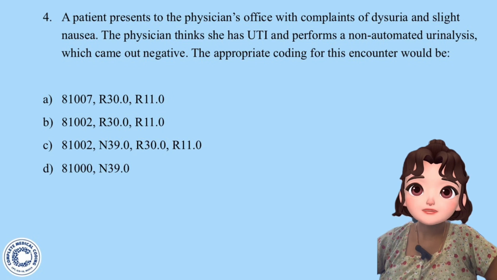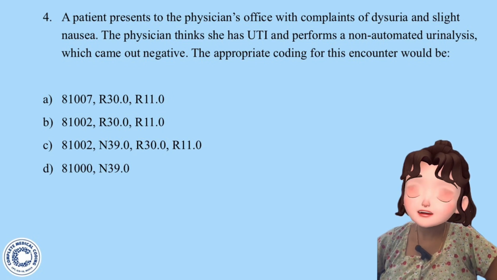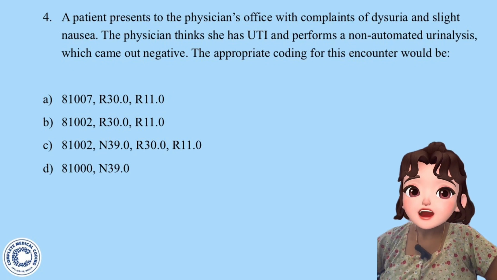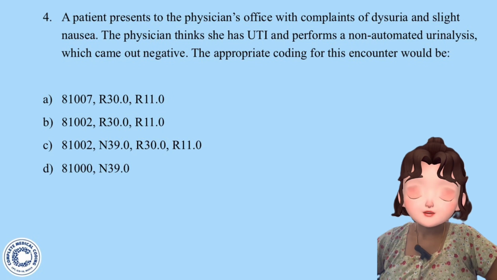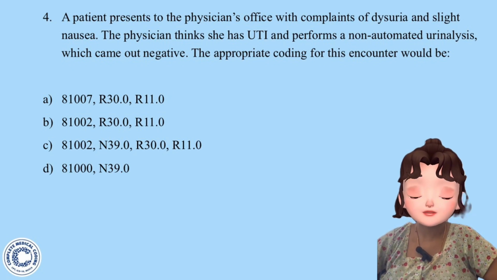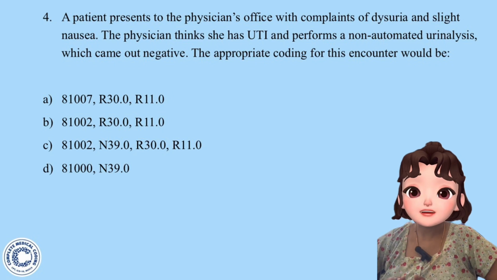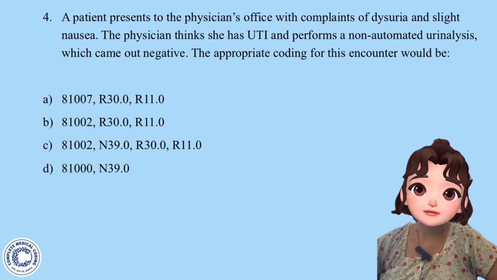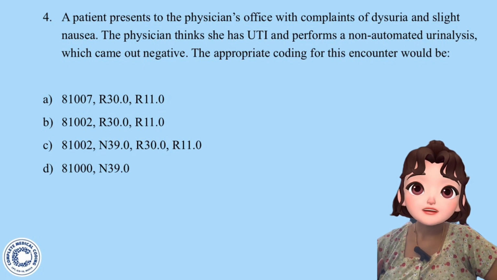So if you go to option B, the ICD code R30.0 represents dysuria and R11.0 represents nausea. Okay. To confuse you, they have given in option C N39.0. N39.0 is the diagnosis UTI. But you cannot code it. If in the question the result came out positive, then what will be your answer? Then your answer will be 81002 and N39.0.